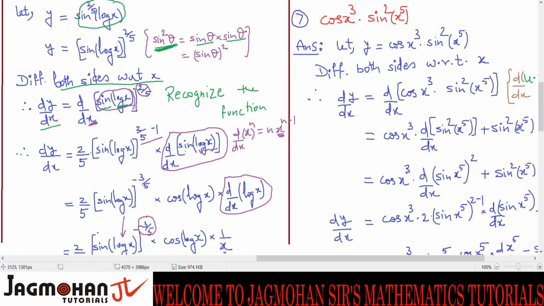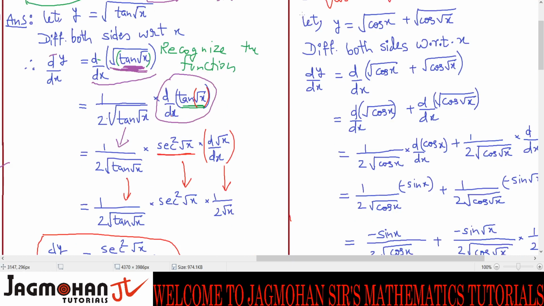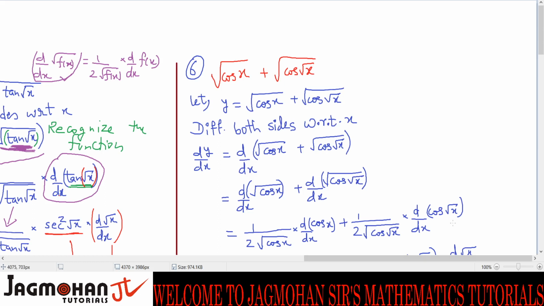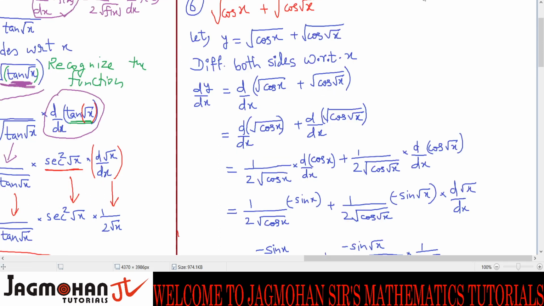This is the end of question number 5. Now we go to question number 6. Question number 6 is cos root of cos x plus root of cos of root x. Root of cos x plus root of cos of root x.